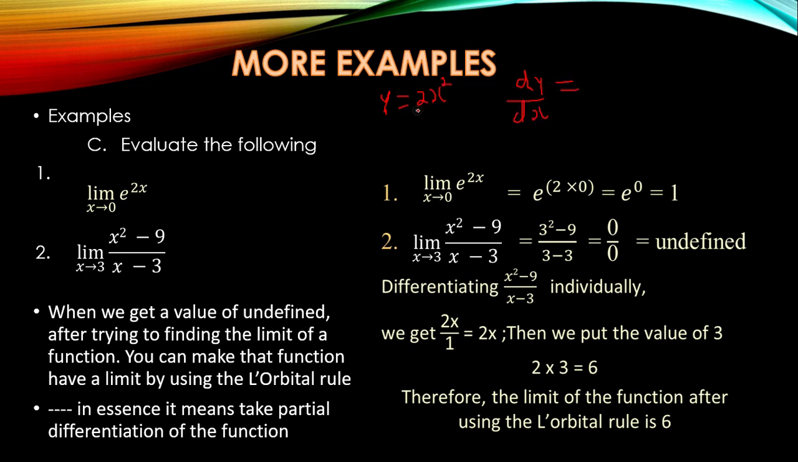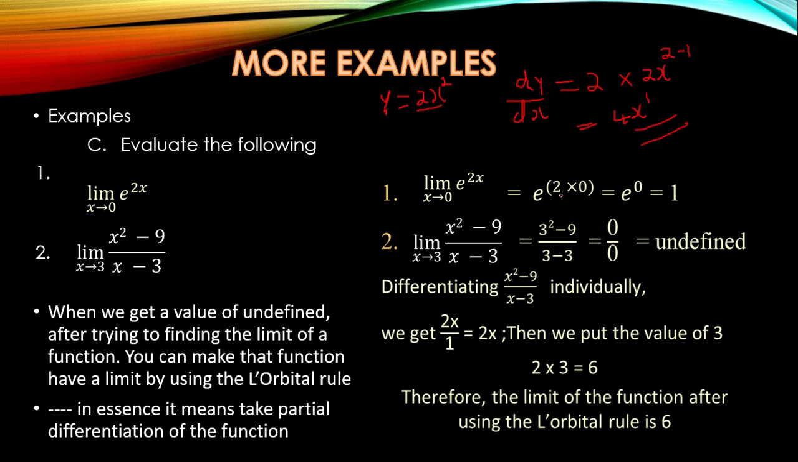2 multiplies our base value, which is 2x, right? So we have 2 times 2x, right? Then we subtract 1 from the raised power, so we have 2 minus 1. So this will give us 2 times 2, which is 4, right? So we have 4x, and 2 minus 1 is 1. So this is our differential value.